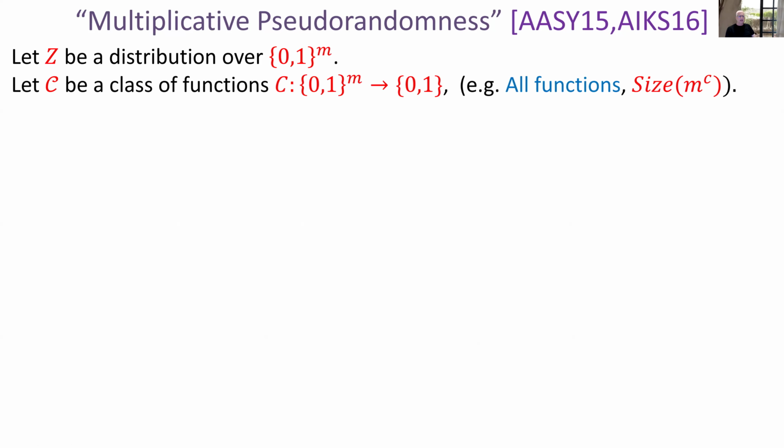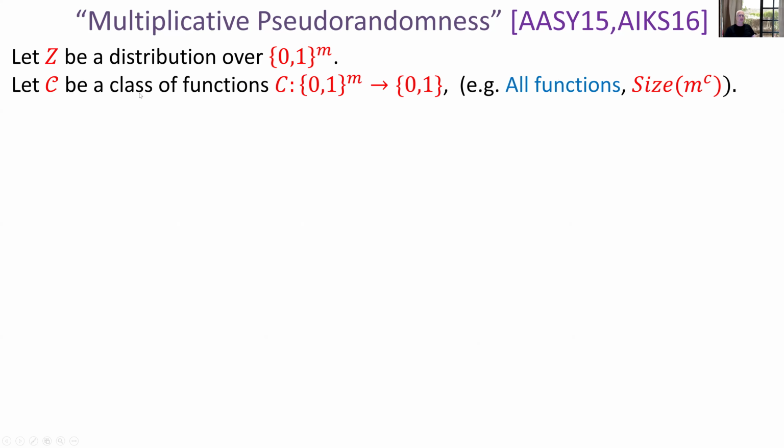So here is a slide trying to sell this notion of multiplicative pseudorandomness. In order to do that, let's review the standard definition of pseudorandomness that we all know and like. We say that the distribution Z on {0,1}^m is pseudorandom against a class of functions from {0,1}^m to {0,1}. The classes that we typically consider are the classes of polynomial size circuits, or sometimes the class of all functions when we talk about statistical distance.